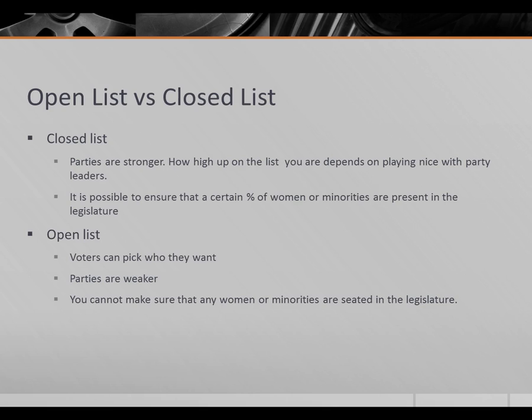Open list, on the other hand, voters can pick who they want, so they can cherry pick. If they don't like women or if they don't like minorities, then they can just not vote for them. So that makes it impossible to make sure that women and minorities are seated in the legislature. Because voters can pick what they want, parties are subsequently weaker, which is both good and bad. It's bad from the point of view of overcoming collective action problems in the legislature. It's good from the point of view of making sure that the parties are maximally responsive to the desires of their constituents.